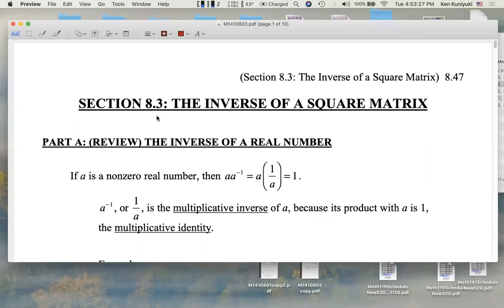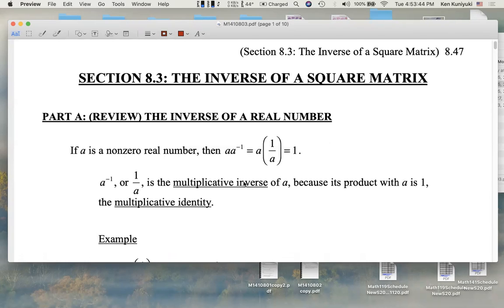Hi, everyone. Section 8.3 on the inverse of a matrix, in particular square matrices. This is cool stuff, but it's optional. It won't be on your homework or any test or anything, and you can pick it up in linear algebra, Math 254. But let's go over some ideas here.